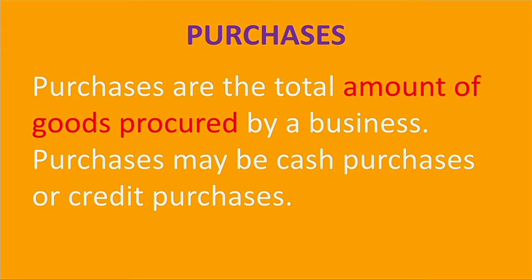And the purchases are of two types. Cash purchases and credit purchases. Cash purchases: if the payment is made at the time of purchase itself, such type of purchases are cash purchases. That means purchases and the cash payment both take place at the same time. Whereas in case of credit purchase, we are not making the payment immediately. Payment is getting delayed. Such type of purchases are known as credit purchases.